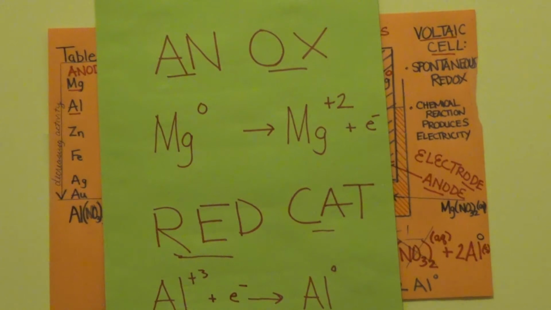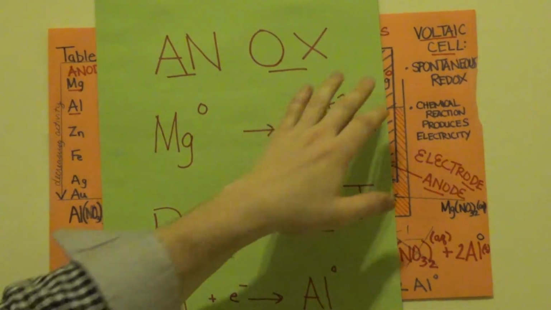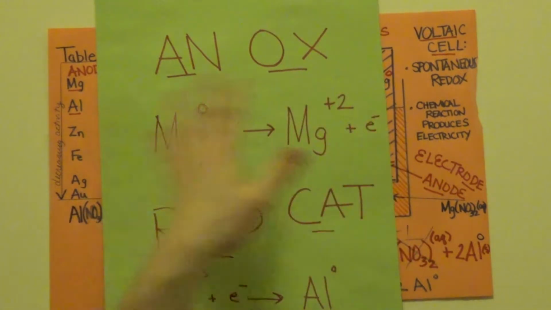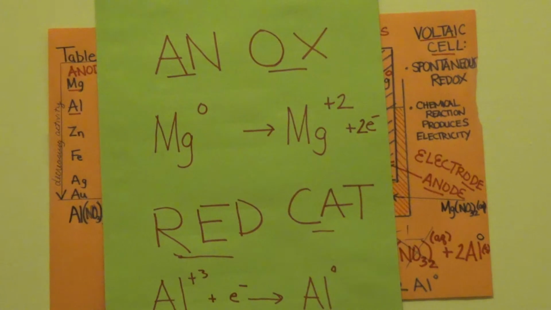Well, what do I need? 0 equals positive 2 plus negative 2, right? I need negative 2 for these to be equal, and that's going to be accomplished by having 2 electrons here. Down here, positive 3 plus negative 3 will equal 0, so I'm going to need 3 electrons here to accomplish that.